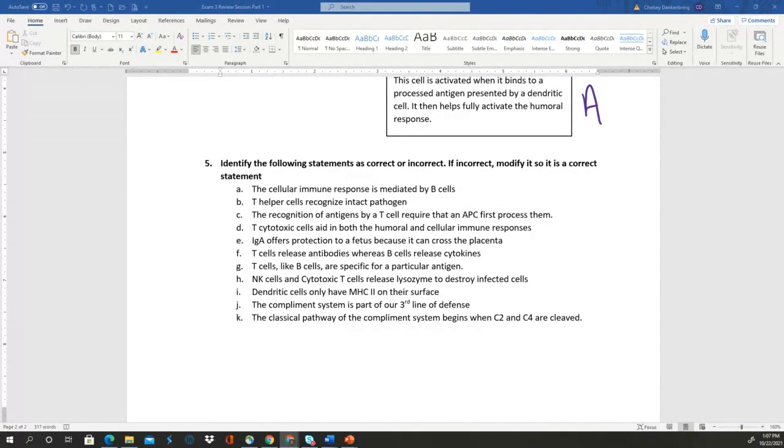Any type of T cell, whether it's a helper T cell or a cytotoxic T cell, recognizes the presented pathogen. So we can call that an antigenic peptide, antigenic fragment, digested pathogen, something that essentially indicates the pathogen has been phagocytosed, including the digestion part. So the pathogen is no longer intact if a T cell is recognizing it.